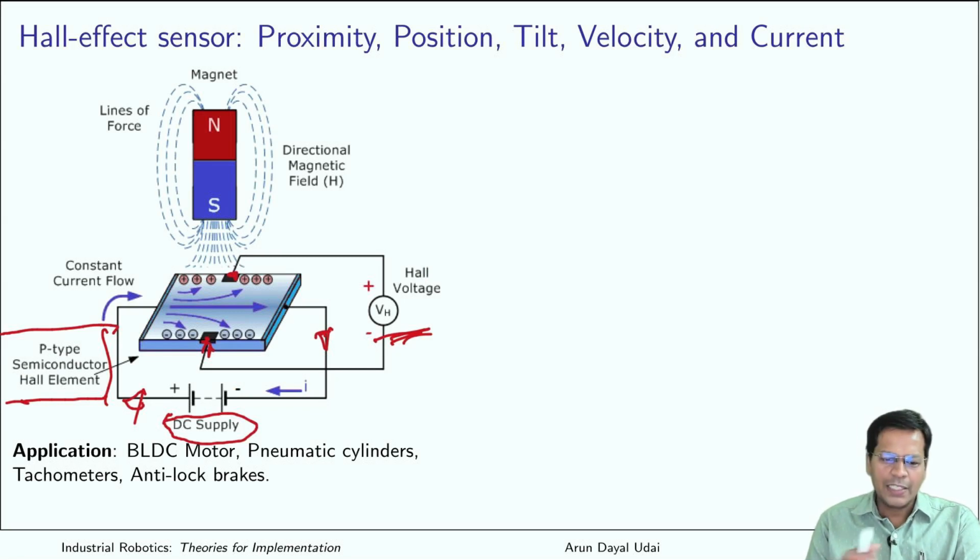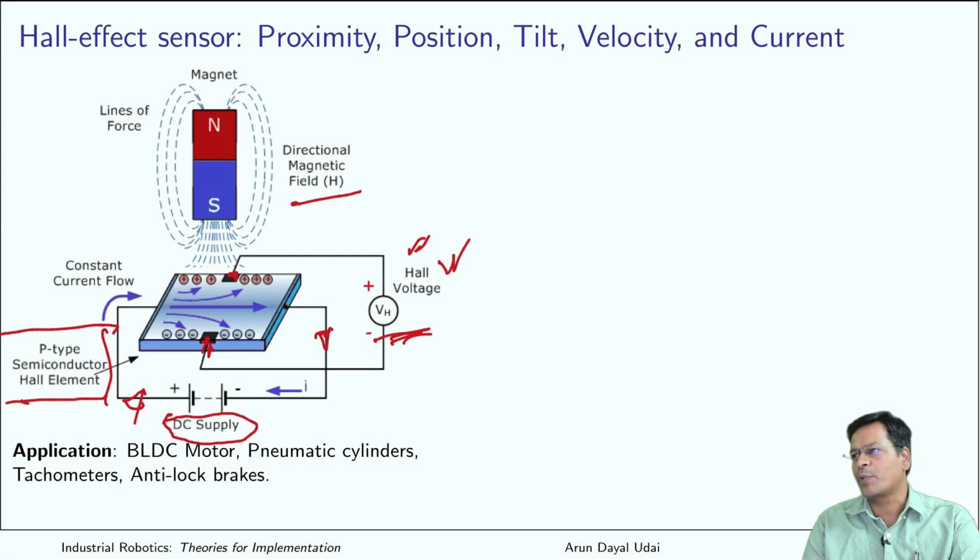As long as there is no magnetic field, you may see a small amount of voltage fluctuation here due to the surrounding magnetic environment or some other sources. But as soon as it encounters a directional magnetic field from a strong source, you see a voltage here. This voltage output is proportional to the magnetic field strength coming from this direction. So this is how it works.